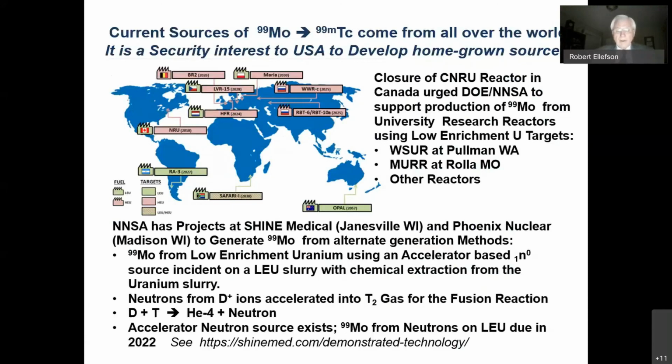The neutrons for this device would come from deuterium ions that are accelerated into tritium gas for a fusion reaction, which is the normal DT fusion reaction. And the accelerator neutron source, which exists already, is used as a neutron source for doing neutron radiography. And so that can be put into use with low enrichment uranium, and this is due to come online in 2022, barring COVID delays.